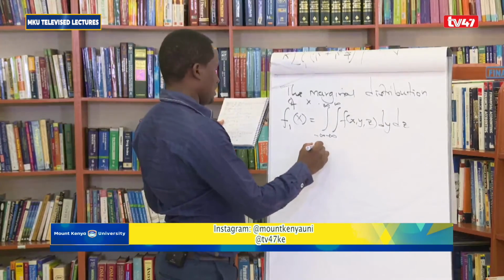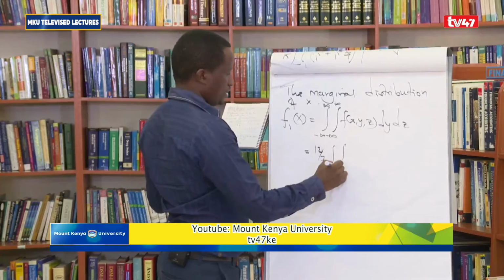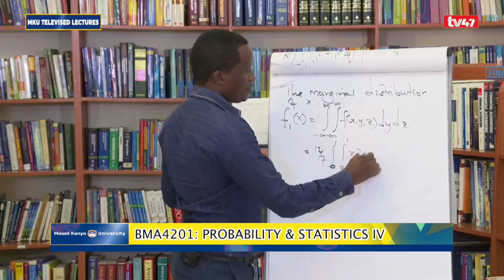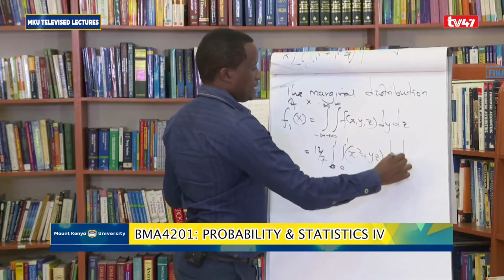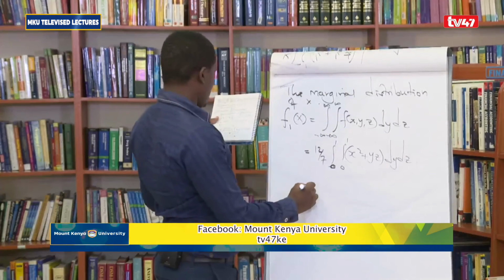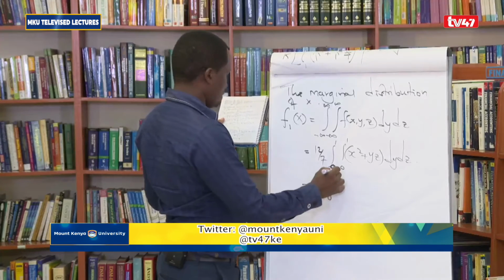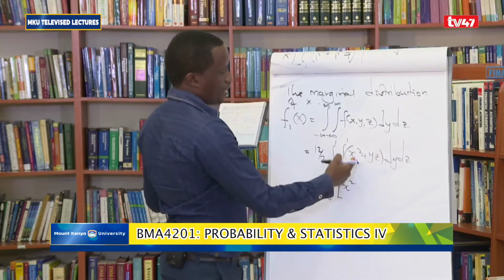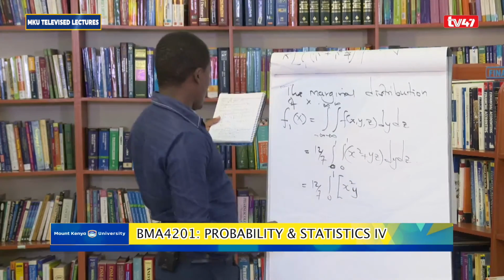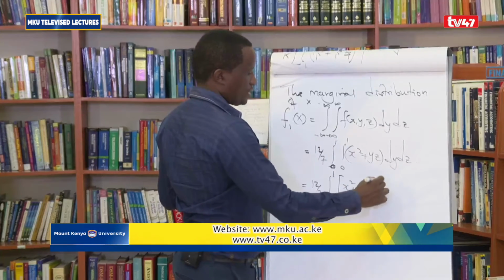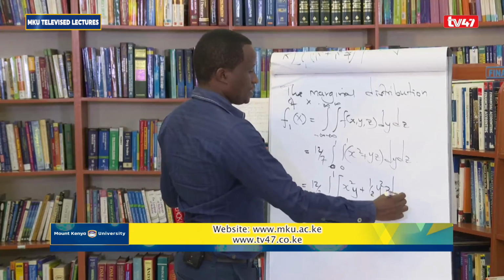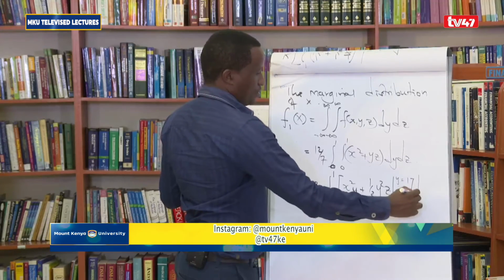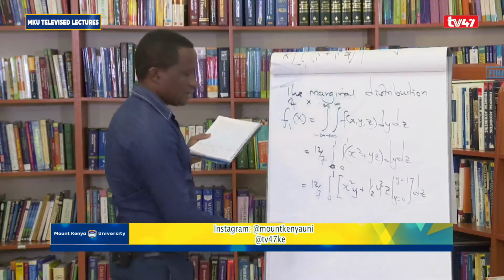This implies that we get 12 over 7 integral 0 to 1. Our limits were 0 to 1 in each case. (x squared plus yz) dy dz. So this becomes 12 over 7 integral 0 to 1. Then when I integrate with respect to y, this doesn't have y, so it becomes x squared y. Then this has y, so it becomes a half y squared z. Make replacements for y equals 0 and y equals 1. Then we are remaining with the integral with respect to z.